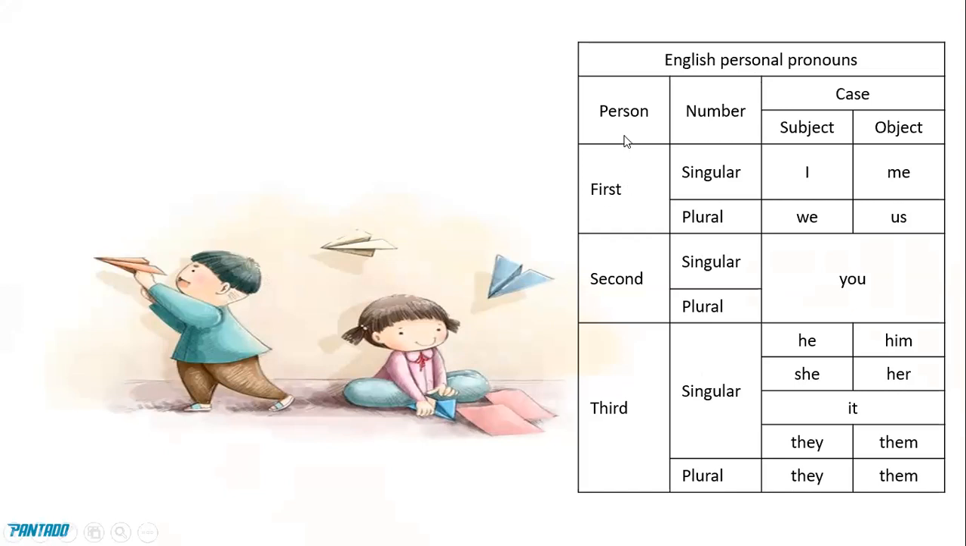For example, for the first person here, we have the subject I and the object me. This is the singular subject and object. And we have a plural, like we and us. We is the subject and the object is us. And they are the plural pronouns.